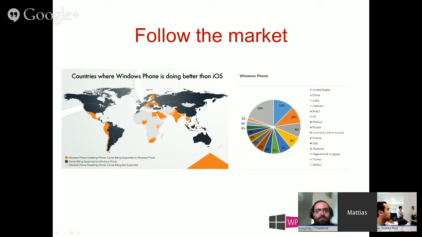And the chart on the right, this is from the end of May from the Windows Phone blog. So if you actually look at the downloads for Windows Phone apps, then after the United States, most of these markets are emerging markets. And a lot of them actually overlap with the markets where Windows Phone is outselling iOS. So going after the markets where Windows Phone has high market share.